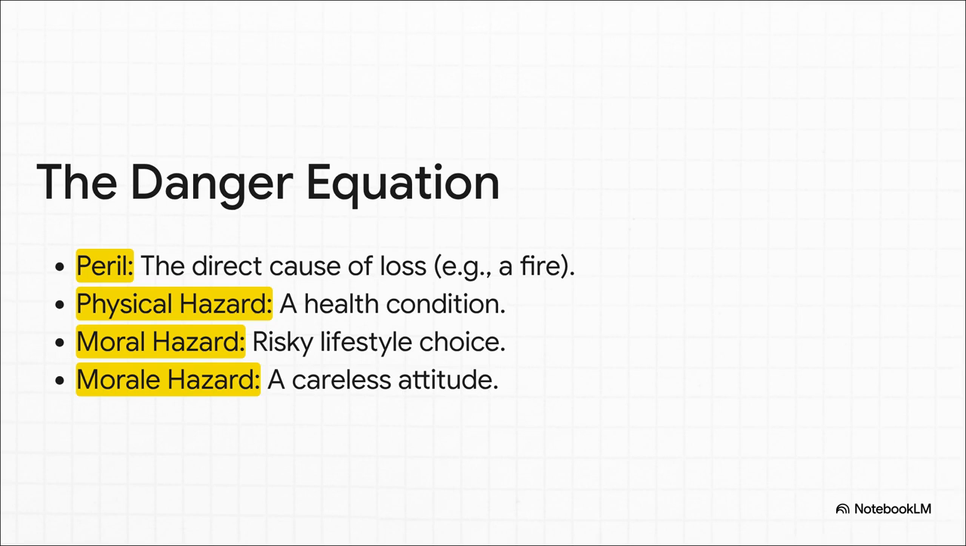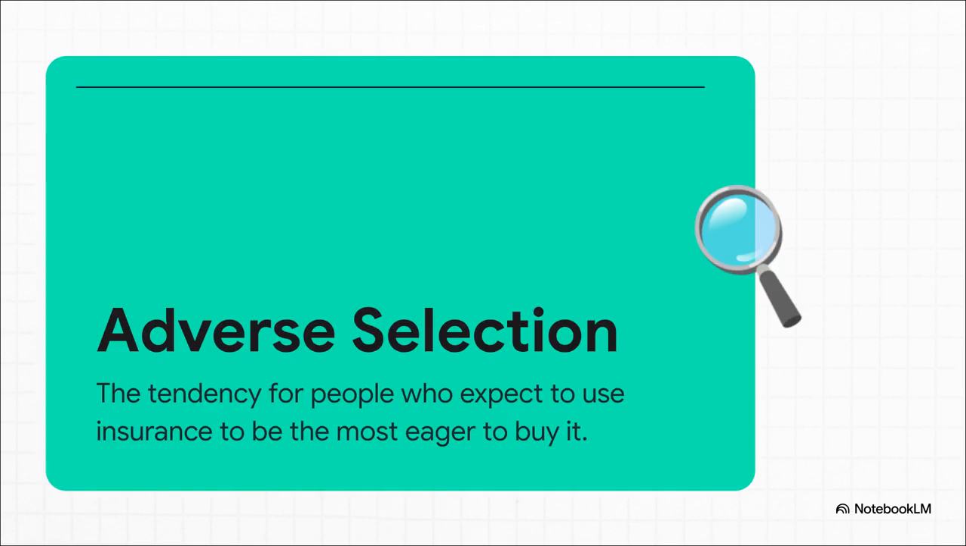Quick question for you. Can you think of an example of a morale hazard? Texting and driving could definitely be one. This brings us to a huge concept for the exam, adverse selection. It's basically the idea that the people who are most likely to have a claim are the ones who are most eager to buy insurance. The person with a history of health problems is going to want insurance more than the super healthy person. This is a big problem for insurers, and it's why they have underwriters. Their job is to ascertain the risk, to figure out how risky each applicant is, to keep the whole system balanced.